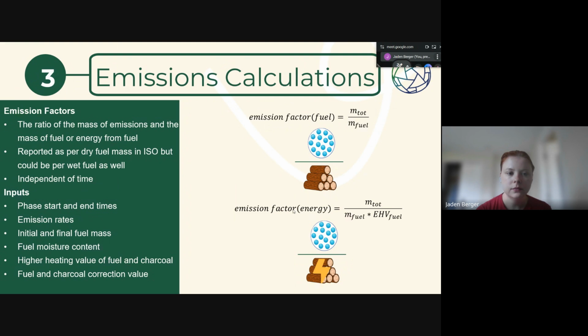And for ISO, for this fuel-based emission factor, we report it as the mass of the emissions divided by the dry mass of the fuel, so the mass of the fuel with the moisture content subtracted out. But you can also report per wet mass of fuel. That is also a valid emission factor. It just doesn't go into our ISO report.